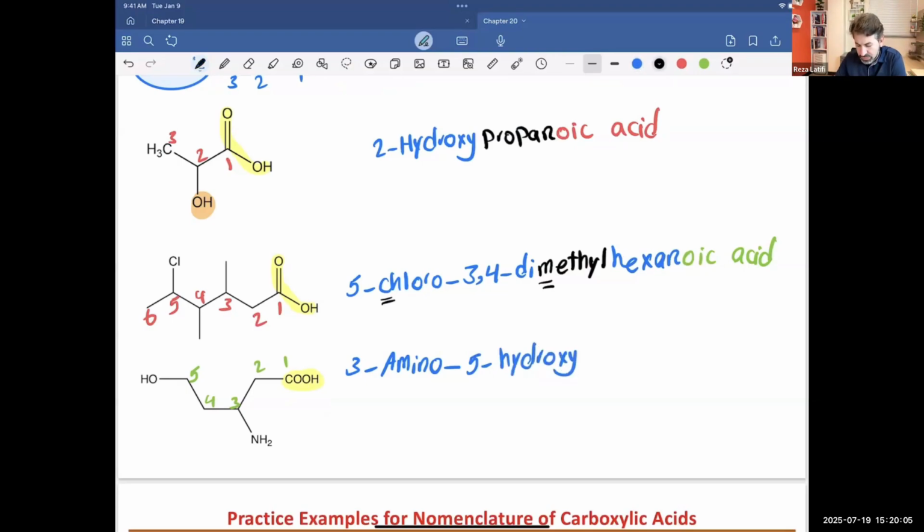We have 5 carbons, so we say pentane. Get rid of the E, replace it by OIC, and then say acid. And that's going to be the correct name for the molecule. Okay, forgive me, my bad, I read the top one. It's 3-amino, 5-hydroxy pentanoic acid.